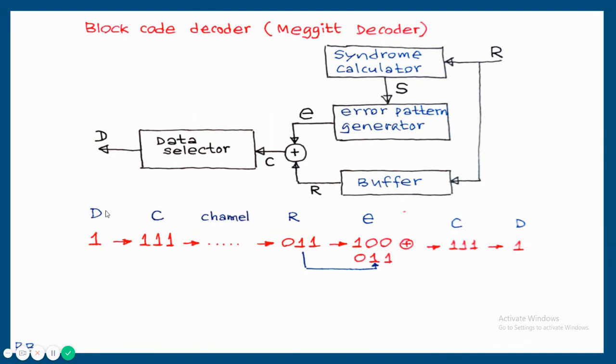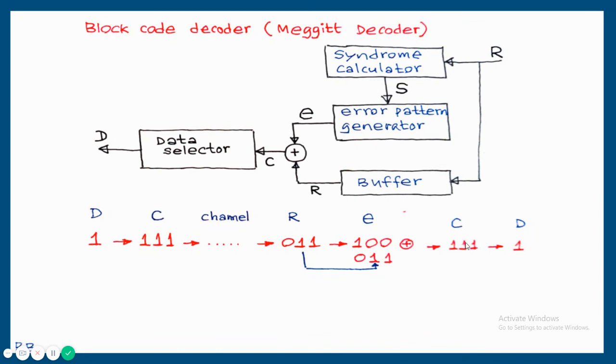One example I am showing here. D is 1. The transmitted code is 111. The channel output or receiver input is 011. So there is an error. And for this received code, the equivalent error pattern is 100. This error pattern is going to XOR with the received code, 100 XOR 011. The answer will be 111. This will be the corrected code.